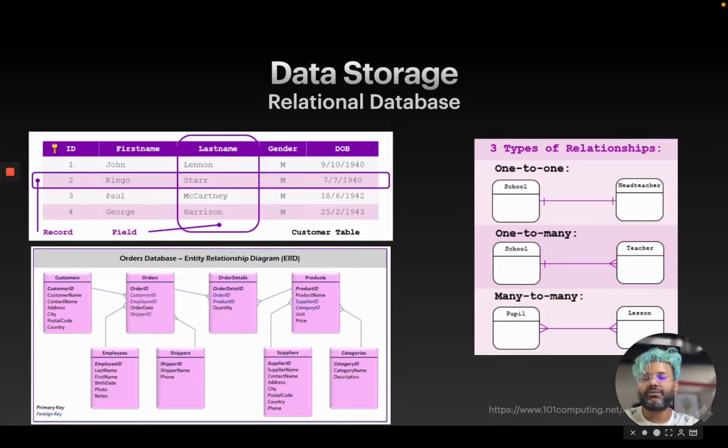identifying details of individuals. So there's first name, last name, gender, and date of birth. Every row in this table is a record that goes in the database. Every column in this table is a field that contains specific information about a record.